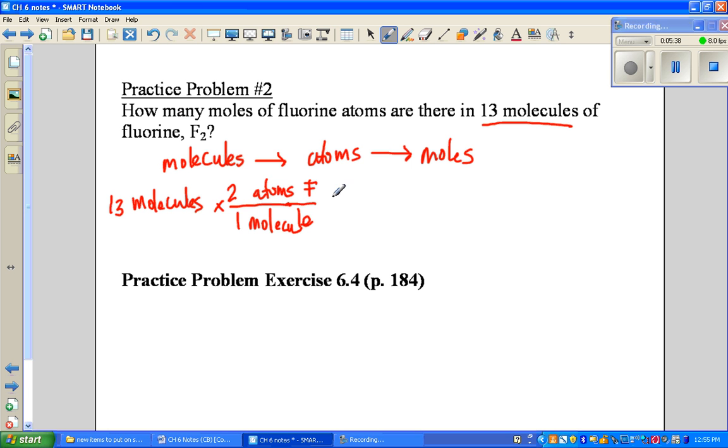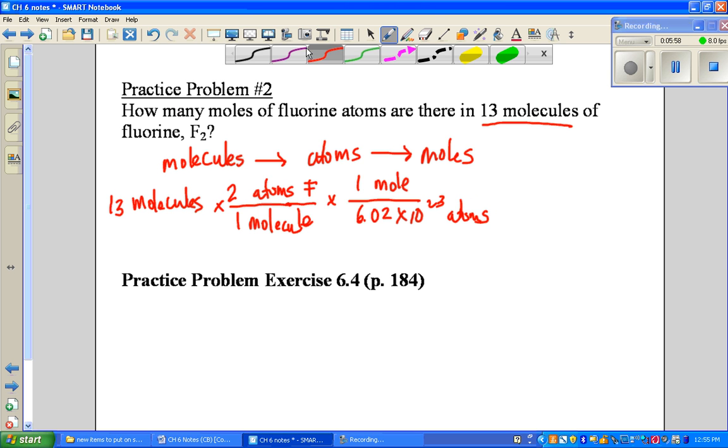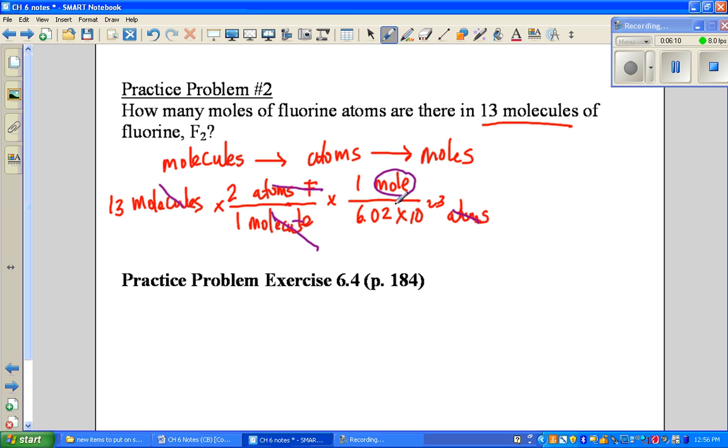So I look at my mole map and see what happens when I go from atoms to moles, and it is going to tell me that I need to divide by Avogadro's number. So I know that 1 mole is 6.02 times 10 to the 23rd atoms. If I pay attention to my units, I can see that atoms of fluorine cancel out, and I am left with moles. So whatever you are ending up with should always be on the top of the fraction bar. It should be the last thing that you write.